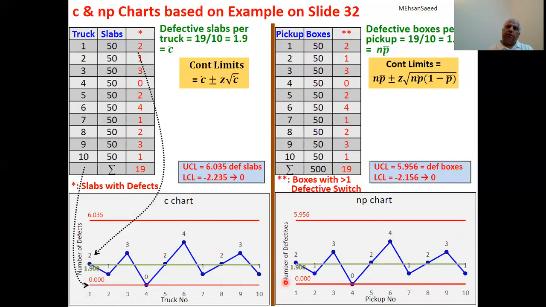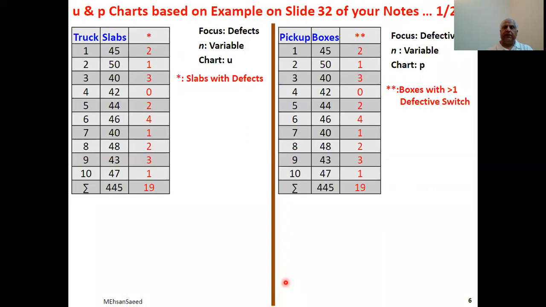Next, we come to a trickier situation where the data size varies, or where the sample size varies. Here, the number of marble slabs in each truckload is varying, and here the number of boxes containing electrical switches is varying, but I'm keeping the data the same, again, to make a point. The point is, what is the reference line or the center line in this case?